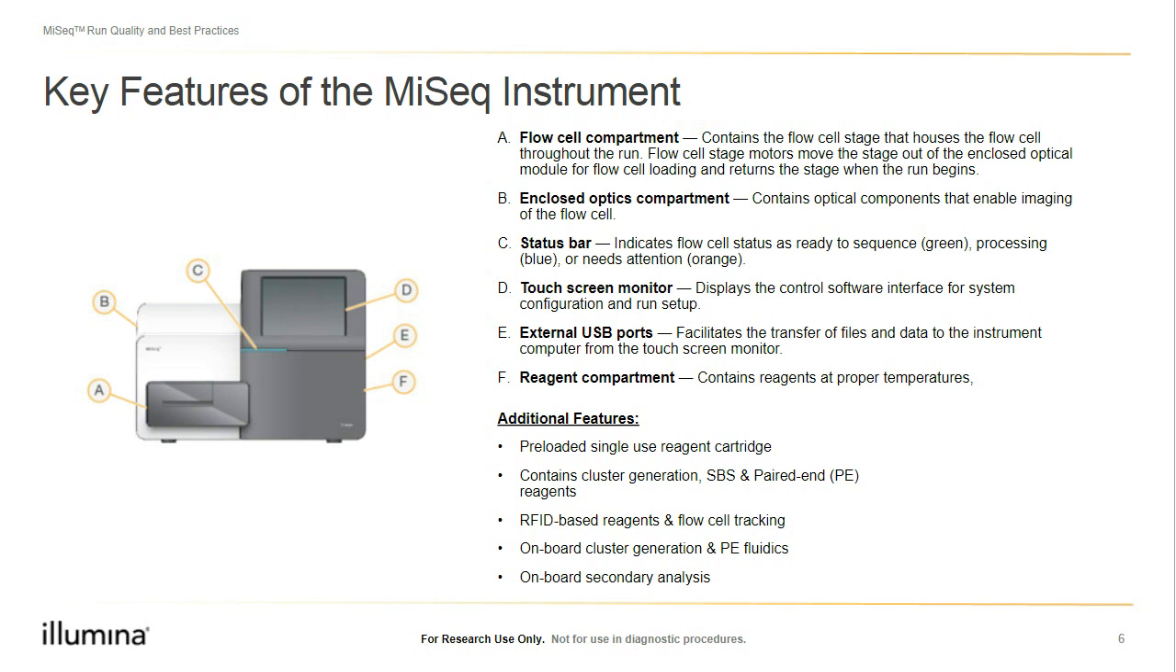Some additional features I wanted to mention are that the MiSeq uses preloaded single-use reagent cartridges. It contains cluster generation, SBS, and paired-end or PE reagents. Each kit contains RFID-based reagents and flow cell tracking. The instrument will perform onboard cluster generation and paired-end fluidics, so we don't have to manually perform these steps or intervene, and the MiSeq can perform onboard secondary analysis as well.